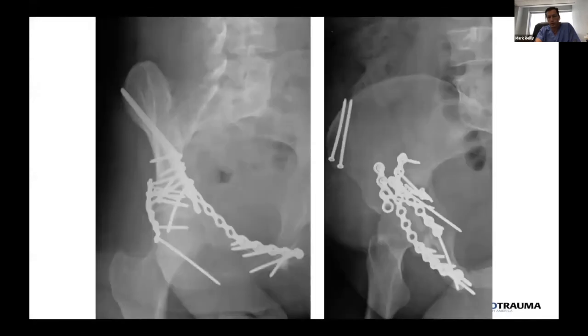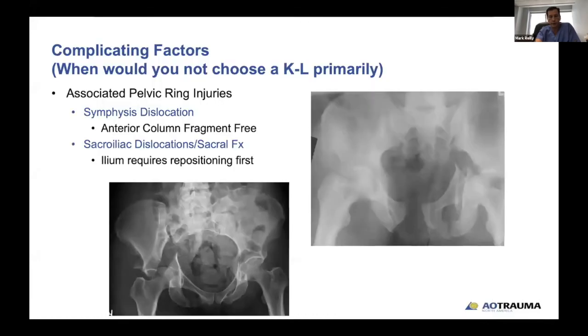And the Judet views that we can see here, showing the concentric reduction of the femoral head in the acetabulum. So when would we not choose a Coker-Langenbeck primarily for a T-shaped fracture? Well, the main time is going to be when we have associated pelvic ring injuries.